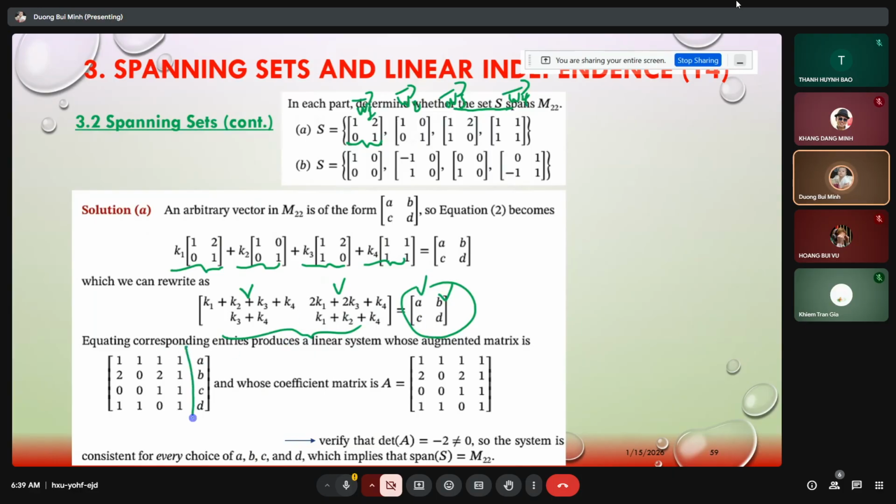And then, very lucky because this one is a square matrix, so we can calculate the determinant. The determinant is minus two, different from zero, so we can get at least one solution. We have one solution or many solutions. So we can conclude that S is a spanning set for this vector space. Okay, that's clear. Any questions?